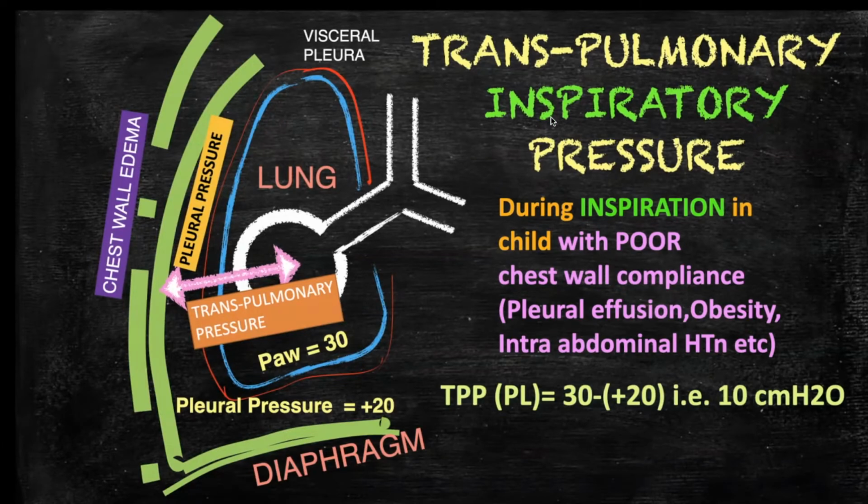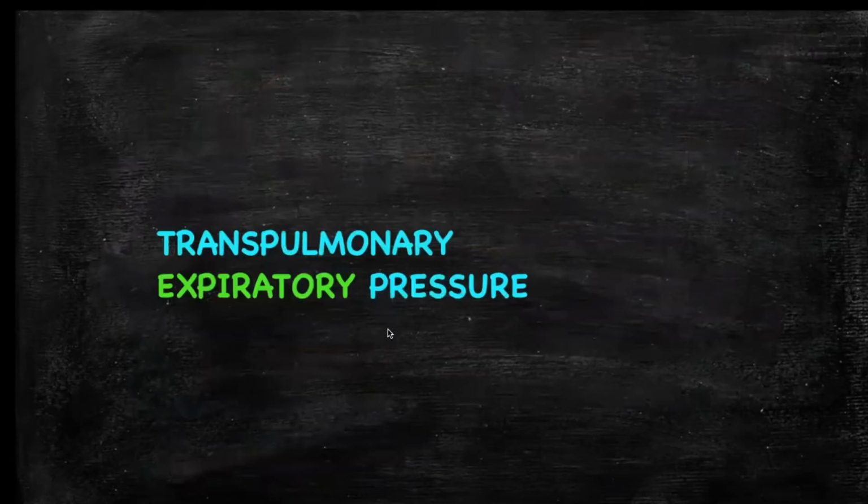So this is transpulmonary inspiratory pressure. This is during peak inspiration. We have taken the airway pressure at inspiration and the pleural pressure at the peak of inspiration and taken the difference. This is called transpulmonary inspiratory pressure. Similarly, we can calculate transpulmonary expiratory pressure.